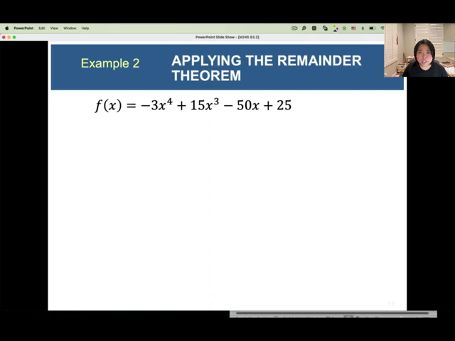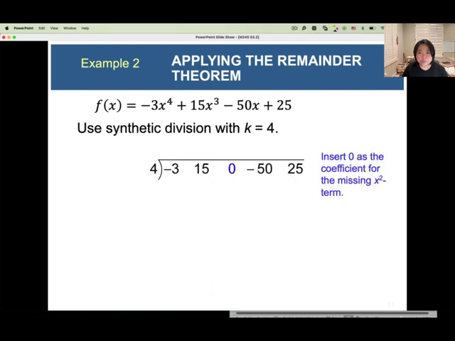So now let's try to applying the remainder theorem. First, I want you guys try to use the synthetic division. Okay, plug in k equal to 4 here. Try.